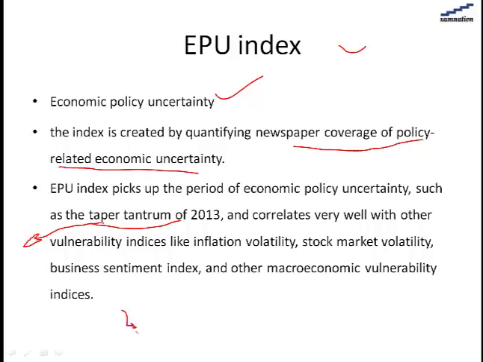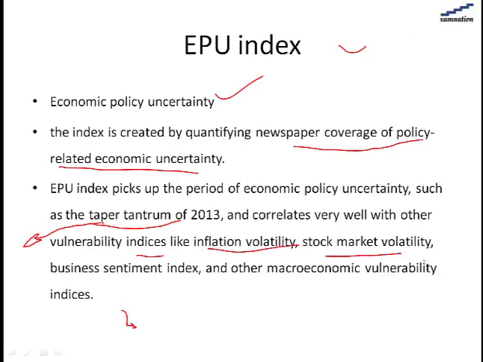So for example, when the taper tantrum was there, the EPU was high and correlated very well with other vulnerability indices like inflation, volatility, the higher change in inflation, stock market volatility, and the business sentiment index. If people think they should not invest much in the economy, then EPU is high. All these macroeconomic vulnerability indices represent the EPU index and become a part of it.